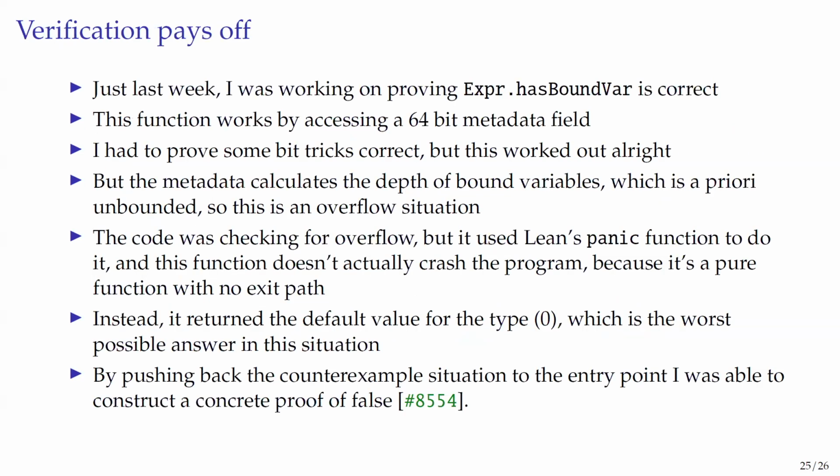All right, so this verification is already paying dividends. Last week I was working on proving hasBoundVar correct, and this does something with bit fields, which worked out all right. But the metadata calculates some depths of bound variables, and so this can overflow. It did check for overflow, but it actually made the problem worse when it panics. And so this turns out to be a soundness bug. I submitted a PR that fixes this, and we'll see what happens in the next version.